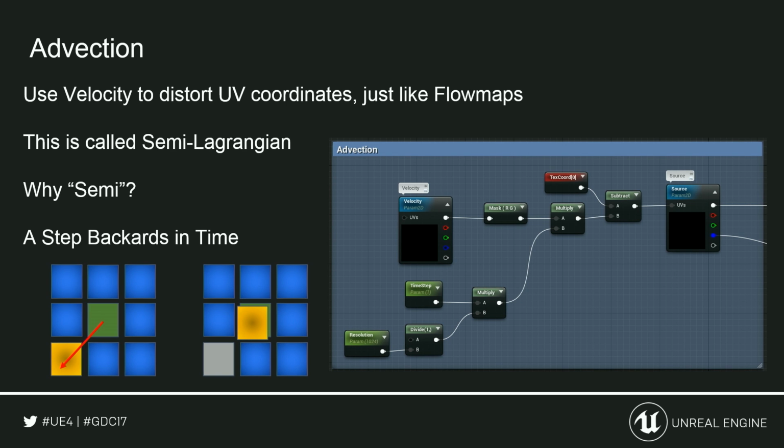So advection, hopefully I'm not going too much into something you already understand here with flow maps. We basically use a velocity texture to distort UV coordinates like flow maps. And this is called a semi-Lagrangian method of velocity tracking. And what does that mean exactly? Well, Lagrangian advection is where you have something like particles, and you're explicitly storing and modifying the position of the particles at each frame. What makes this semi-Lagrangian is that at the end of each frame, we revert to just a uniform grid of texels, and that's just a limitation of doing this using a texture rather than with particles. But it turns out that it doesn't really affect the result.